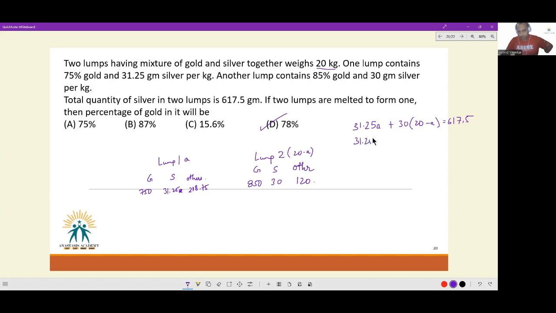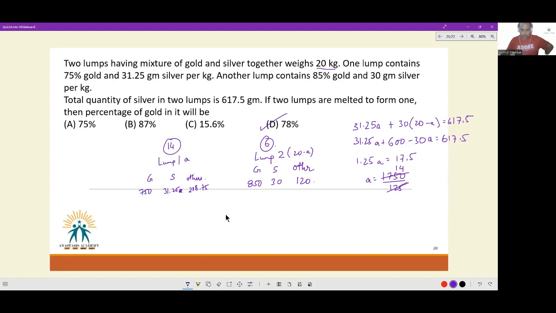31.25A plus 600 minus 30A is equal to 617.5, or 1.25A is equal to 17.5, or A is equal to 1750 by 125. I can cancel. So A is 14. There is 14 kg of this, and there is 6 kg of this.